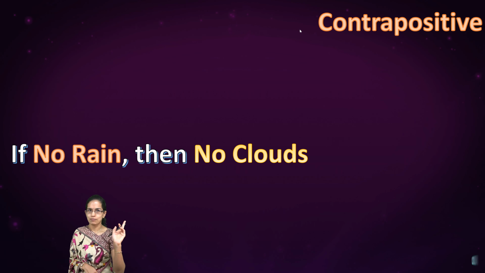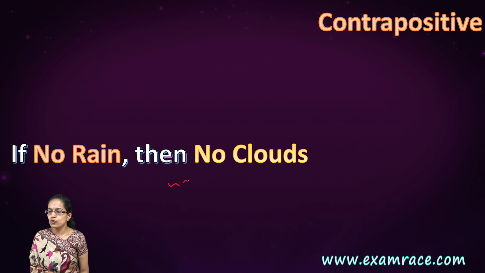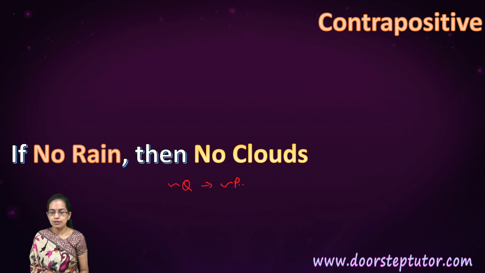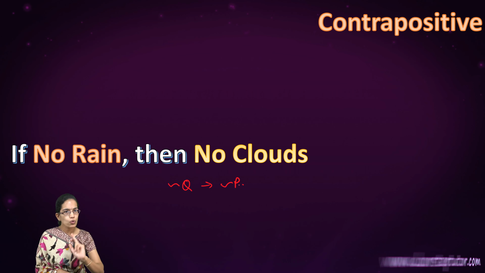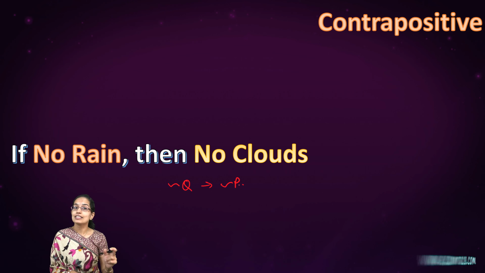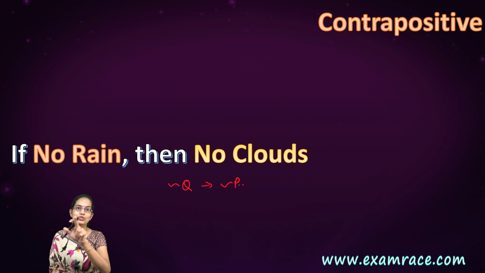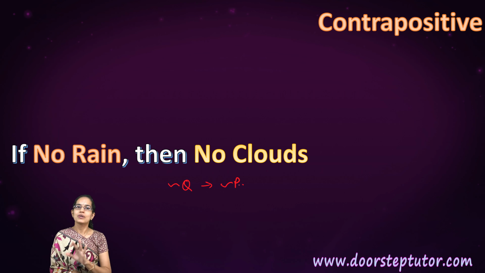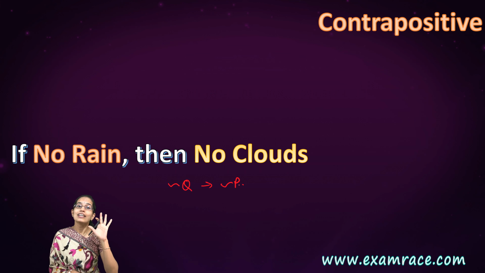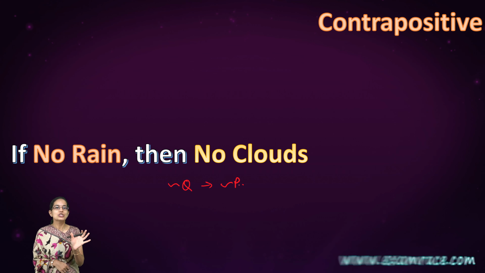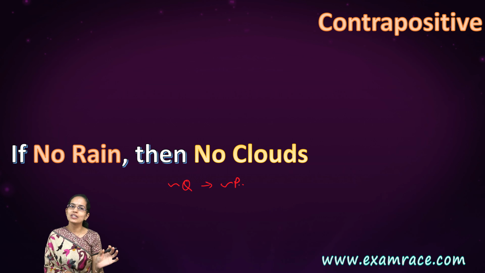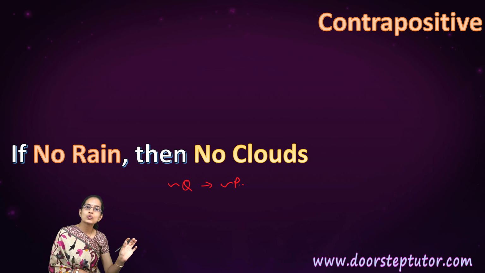The statement, and this is if not Q, then not P. I repeat again, if I say if there is no rain, that means there are no clouds in the sky, and that is equivalent to if there are clouds, there would be rain. So that is making the contrapositive logically equivalent to the statement, and the converse logically equivalent to the inverse.